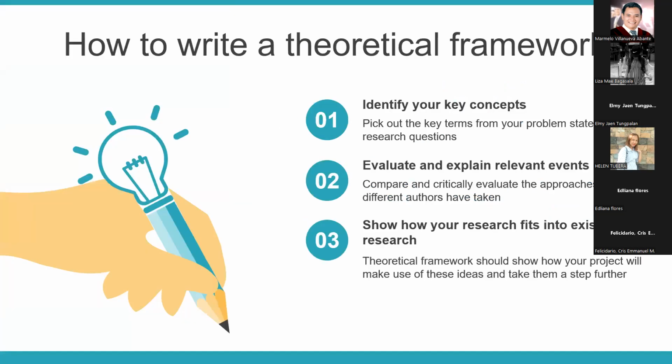Next is how to write a theoretical framework. First, let's identify the key concepts. Pick out the key terms from your problem statement and research question. So let's give an example here. There is a boutique downtown, a small shop. Their problem is that many of their online customers do not return to make another purchase or subsequent purchase. Management wants to increase customer loyalty, and they believe that improved customer satisfaction will play a major role in achieving their goal, which is the increase of return customers.